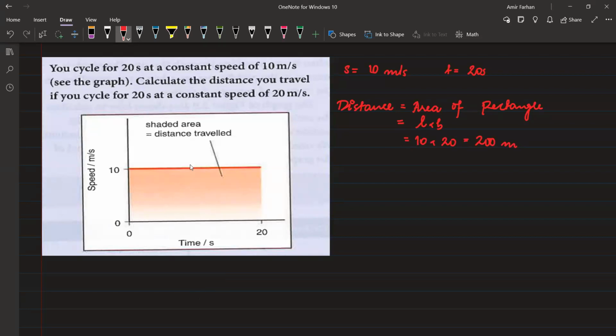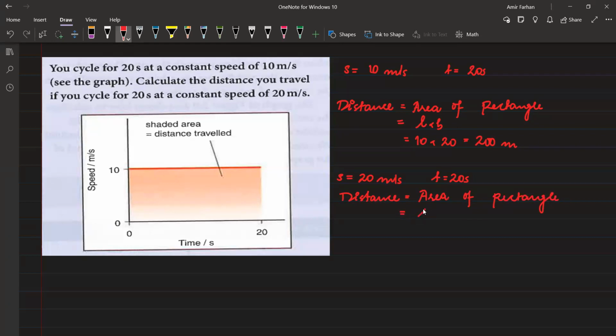Okay, so the next thing, the question is saying that if you are traveling with the speed of 20 meter per second, what should be the distance covered in that 20 seconds? So here the speed is 20 meter per second, t is equals to 20 seconds. So distance will be equal to area of rectangle again. This one, no, Ayaan? Yeah.